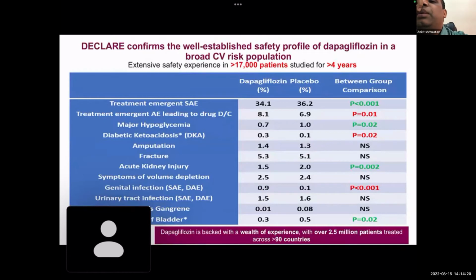DECLARE confirms the well-established safety profile of dapagliflozin in a broad cardiovascular risk patient population. There is extensive safety experience in more than 17,000 patients studied for more than 4 years.